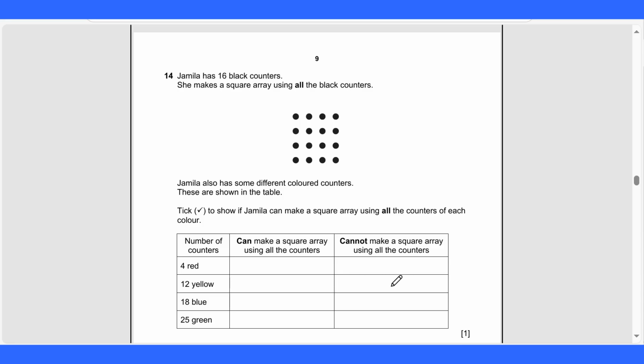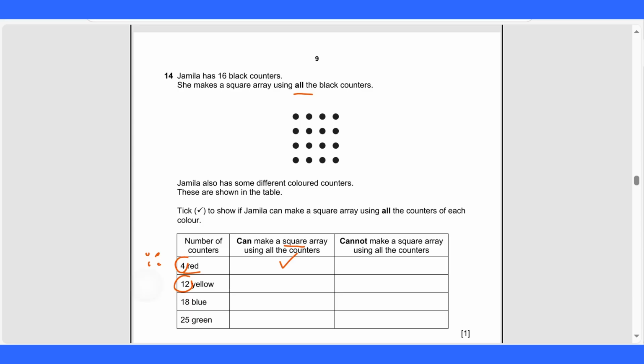For 12 also the same. 18 blue also the same. 25 also you have to choose this or here to tick. Okay, you guys, are you done with your answer? Let's review it. So for making a square using all four red counters, the number should be a square number. So 4, it means you can make it with 1, 2 and 1, 2 to make a square, so you can make it using all. What about 12? 12 is not a square number. You cannot get the same side.